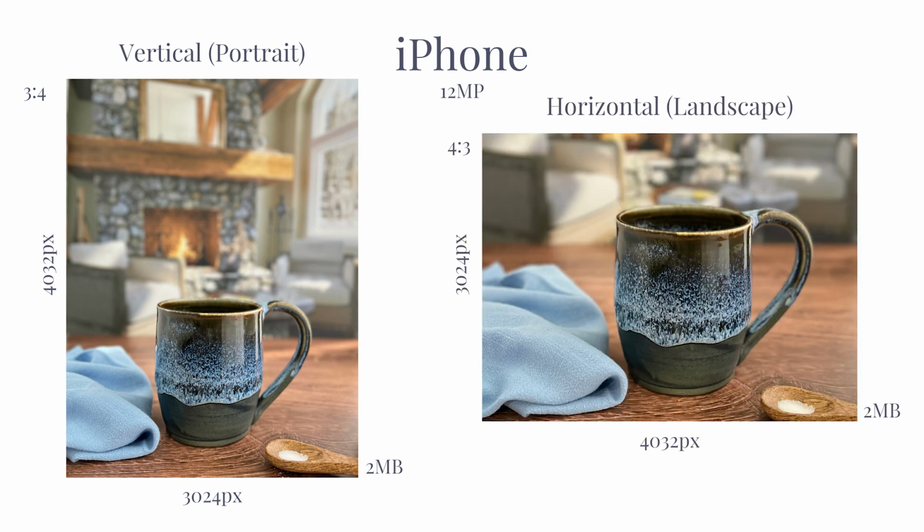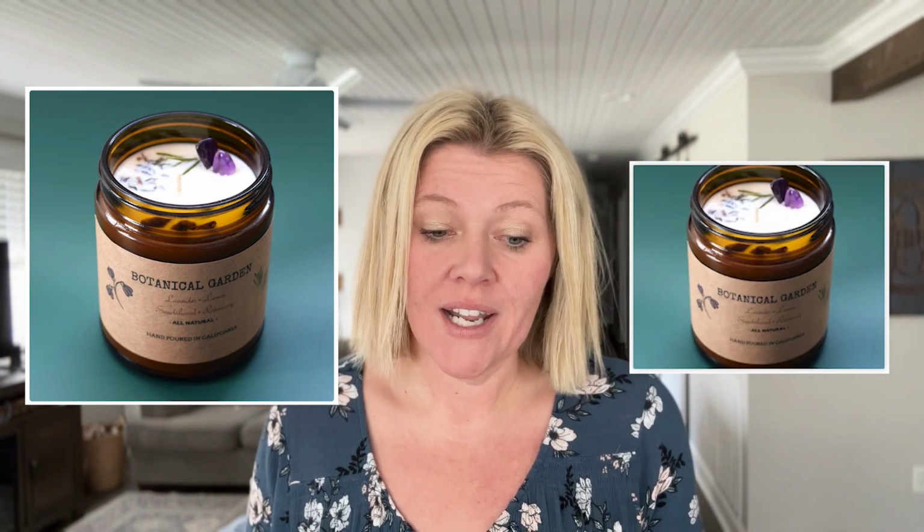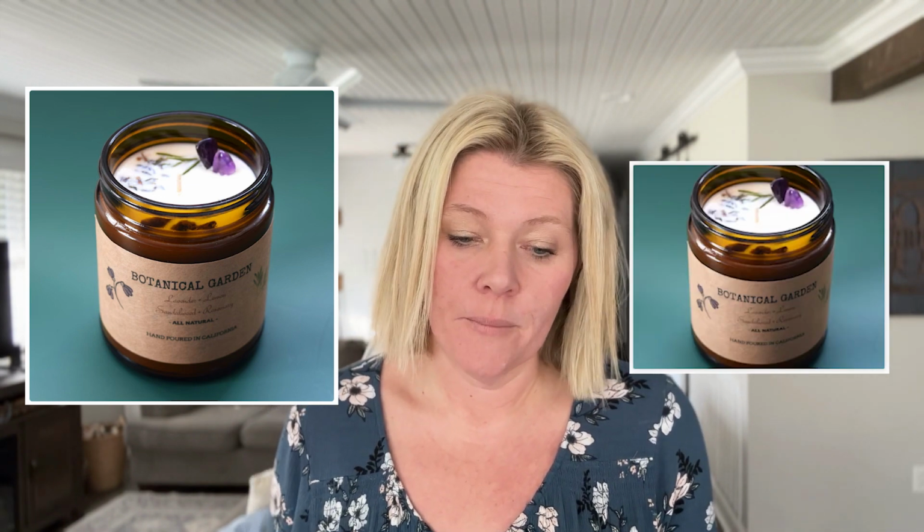When shooting horizontal, which is also referred to as landscape, the iPhone will produce an image with an aspect ratio of 4:3 with pixel dimensions of 4032 by 3024 and a file size of approximately 2 megabytes. What comes from your camera isn't always the right shape for the listing thumbnail and how Etsy displays it. When your image isn't the right shape, Etsy will crop from the center out, potentially resulting in your product getting cut out in the thumbnail.